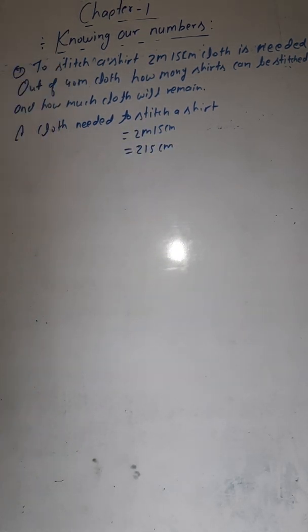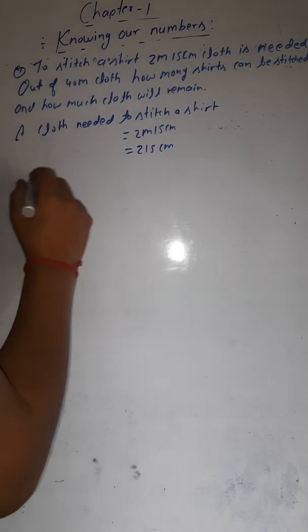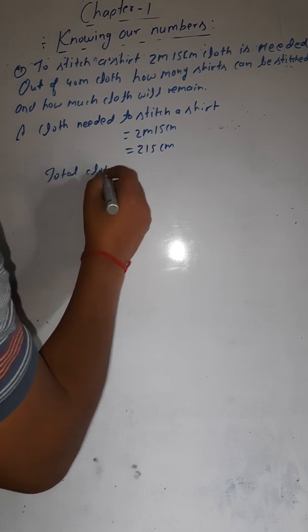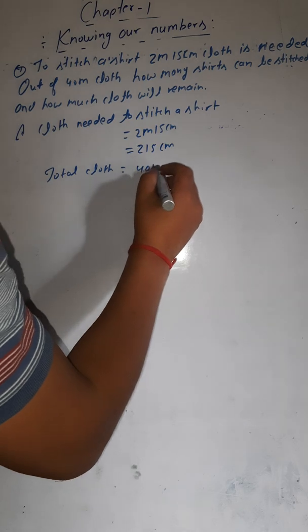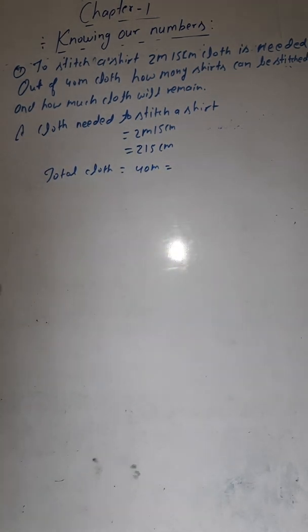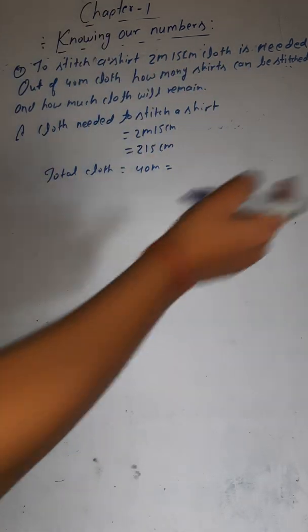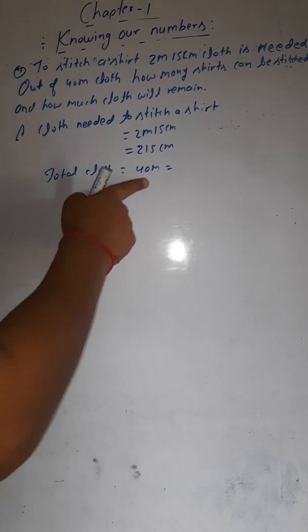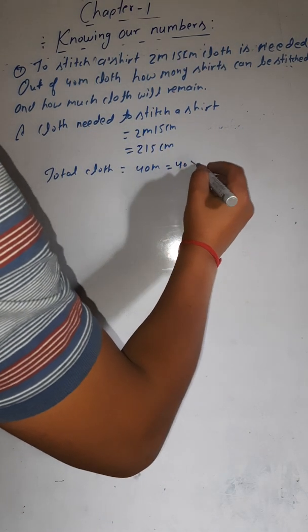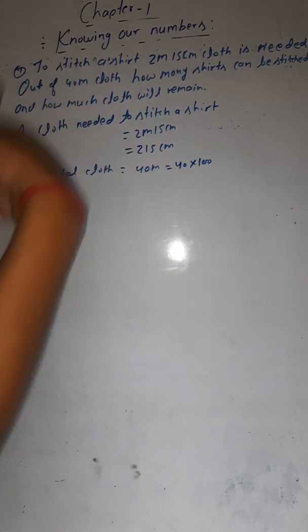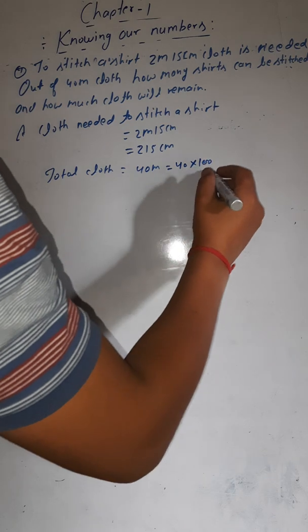Now how much cloth are you having in total? 40 meter cloth. Total cloth is equal to 40 meter. This also you change into centimeter. 1 meter is 100 centimeter, so 40 meter would be equal to 40 multiplied by 100 centimeter, because in 1 meter there are 100 centimeters. So the answer would be how much?